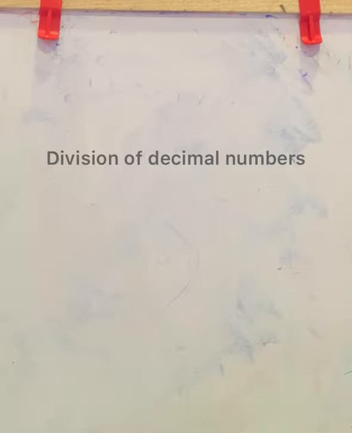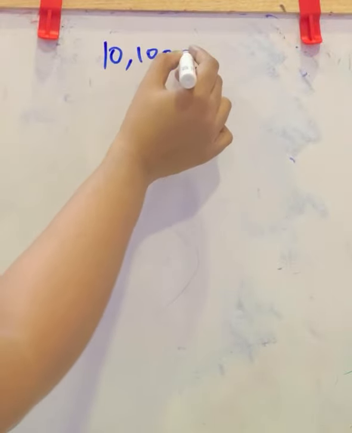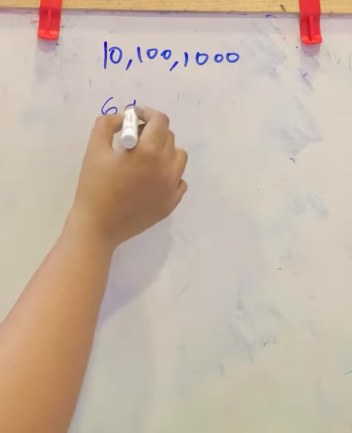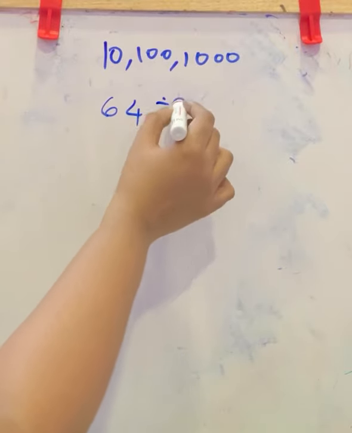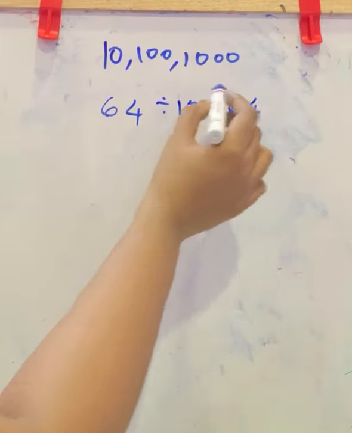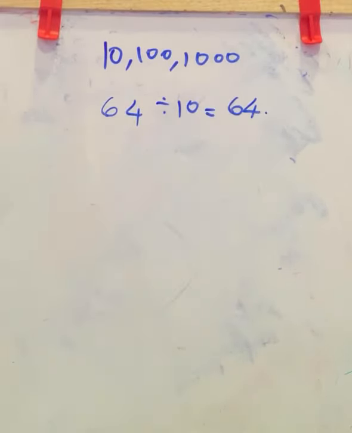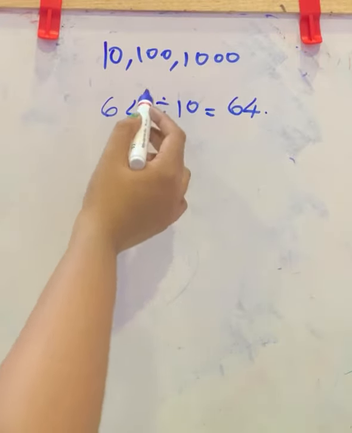Namaste. Today we are going to learn about division of a decimal number. I will show you some pattern, that is division by 10, 100, 1000, like these numbers. That is, if you are dividing 64 by 10, it is 64, and simply 64 means decimal will be here at the end part, and division by 10.